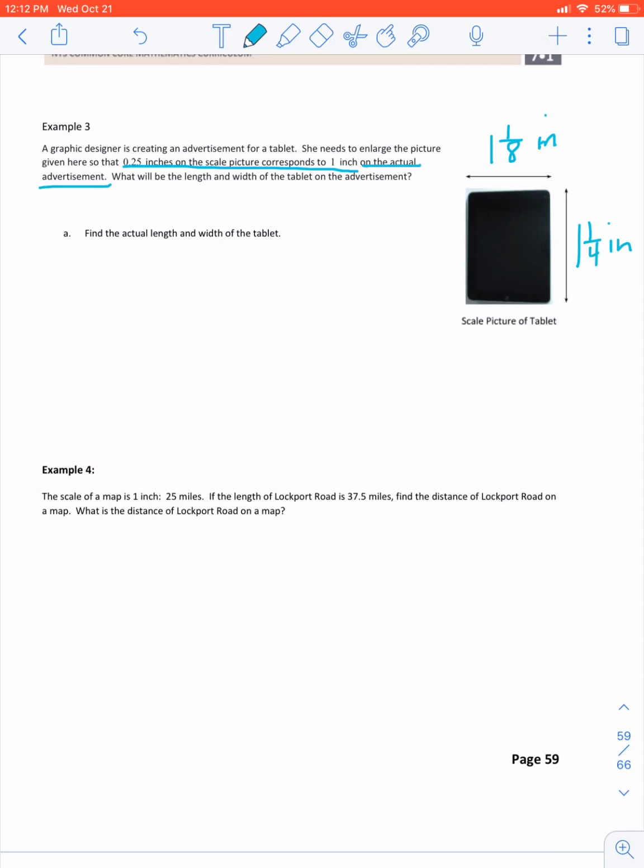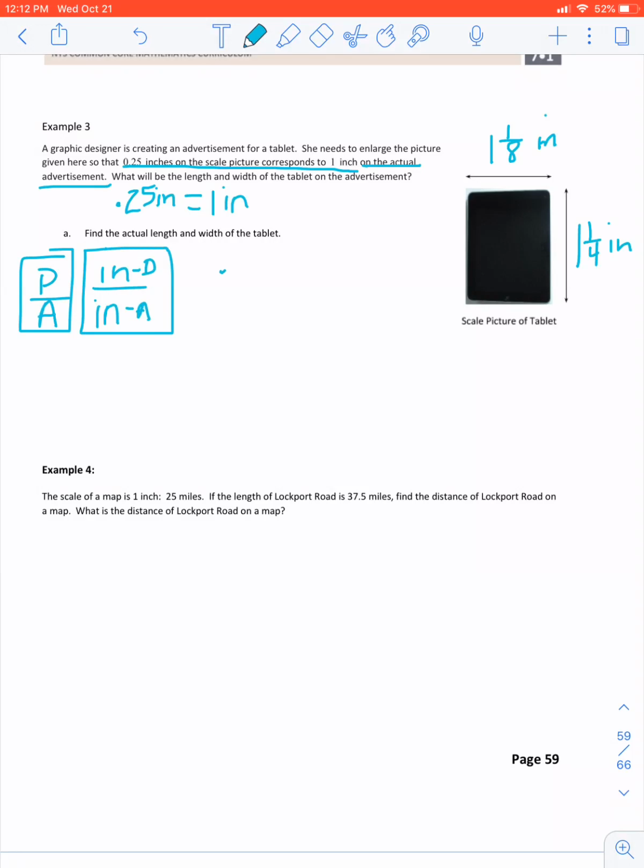All right, so find the actual length and actual width. So we're going to start by doing drawing over actual. Now if you notice, our scale is 0.25 inches in the drawing represents 1 inch in actual advertisement. So I am dealing with 2 sets of inches. So we're going to have inches over inches, but to identify what is what, I'm going to put the D next to it and the A next to it for actual and drawing.